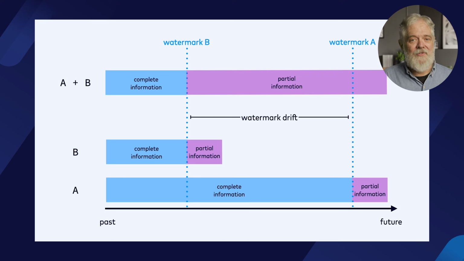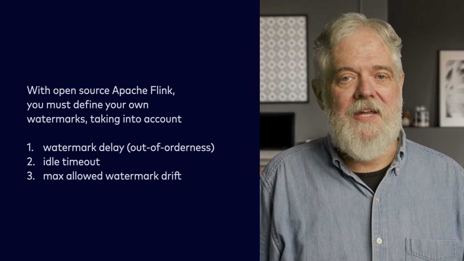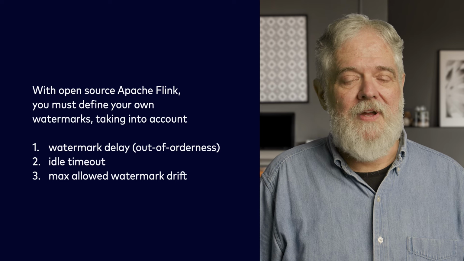The way to address this problem is to constrain how large the watermark drift can become by configuring max allowed watermark drift, which you'll find in this section of the documentation on watermark alignment. The effect of this setting will be to throttle the faster stream as needed to keep its watermark within hailing distance.